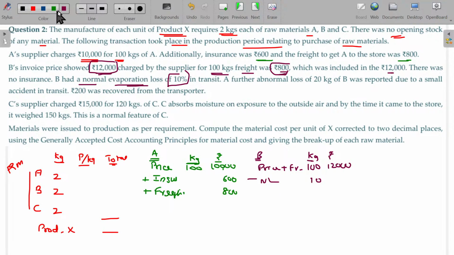Okay. Then in case of C, C's supplier charged 15,000 for 120 kgs price.